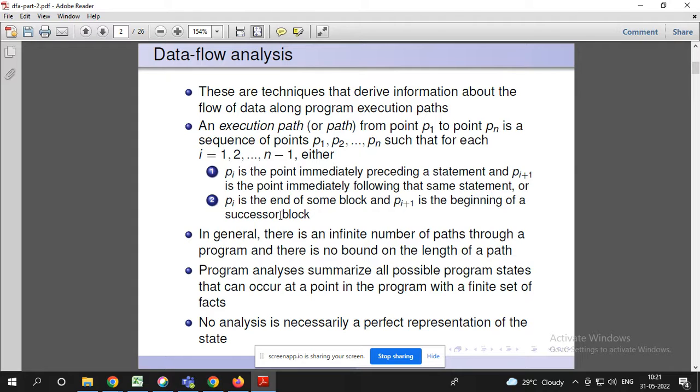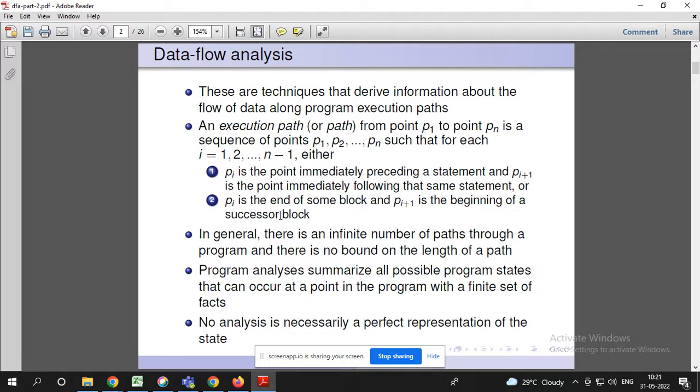Can you imagine? Suppose there are two basic blocks. The first block has 5 instructions and the second block has 5 instructions, so totally 10 instructions. How many program points are there? P1 to P10. So P5 is the last program point of the first basic block, and P6 is the first program point of the second basic block. There is a link between P5 and P6. What data from P5 is reaching P6?